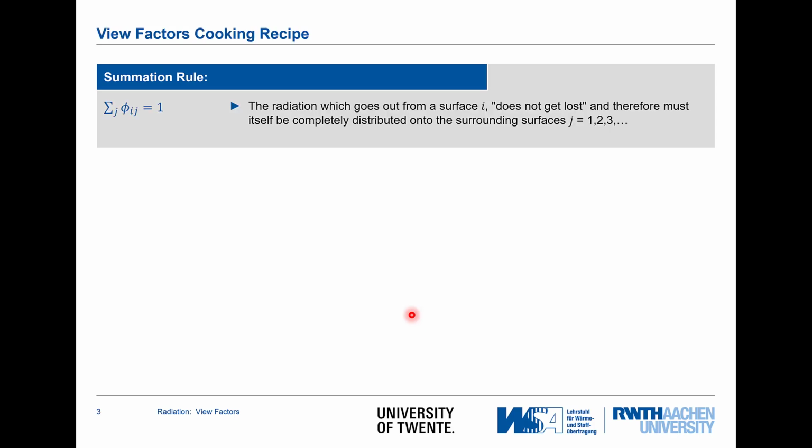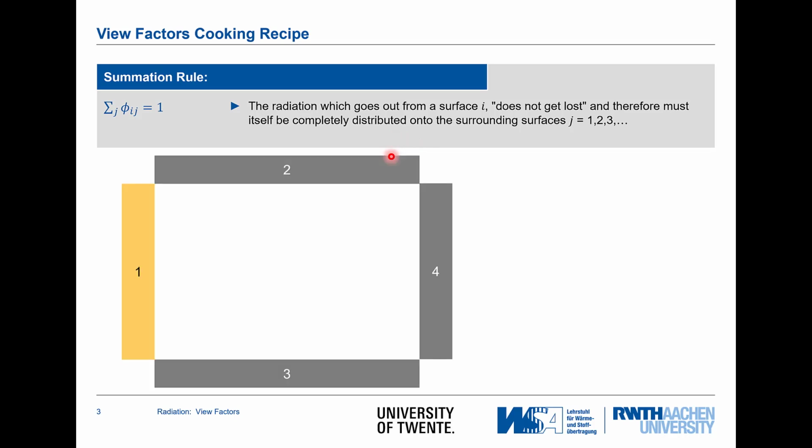Now the summation rule, so we sum over all the hit surfaces, that's the index J, and index I, the surface I sends out. So the radiation from that surface gets to all other surfaces around. Nothing gets lost, so the sum of the ratio of this radiation distribution is then 1. That's the sum of the view factors.